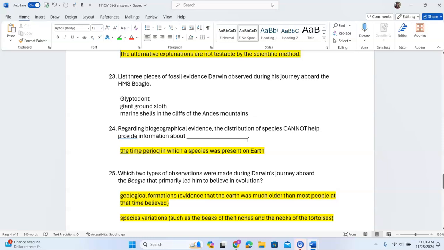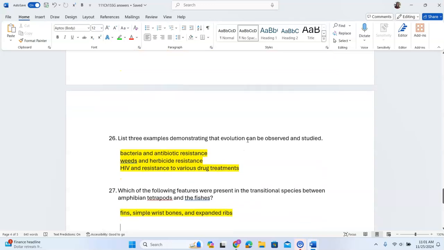Okay, number 23, we already did. So the next one is number 26, and then also number 27. 26 says list 3 examples. This would be like current examples. List 3 examples demonstrating that evolution can be observed and studied, like today.